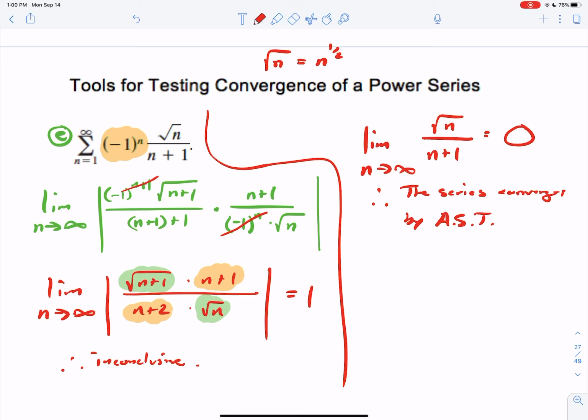I put less than 1 because I thought we were running the ratio test, but you can see how confusing it can be if you're not focusing on the right test, okay? So there you go.